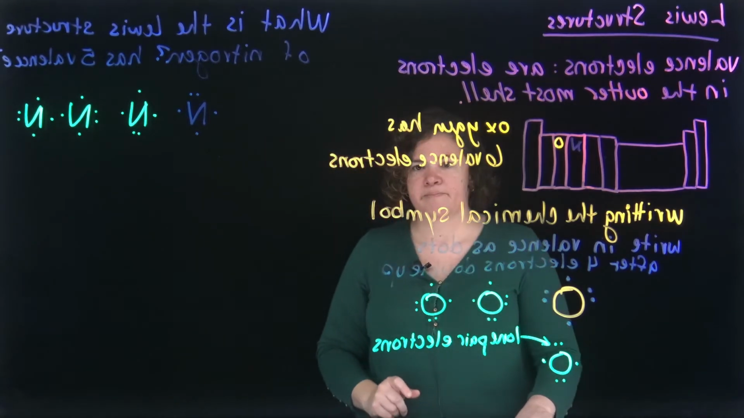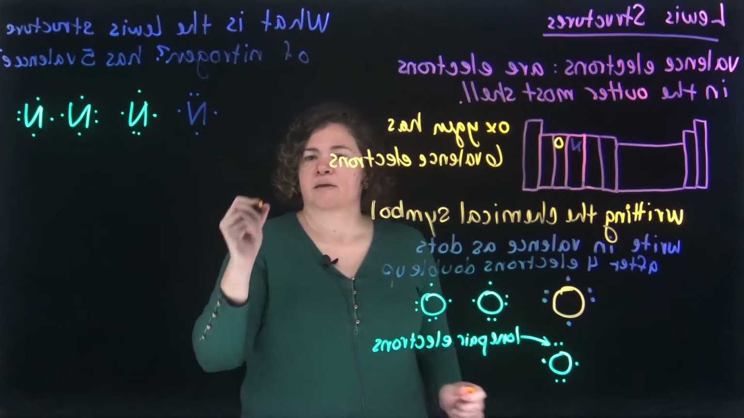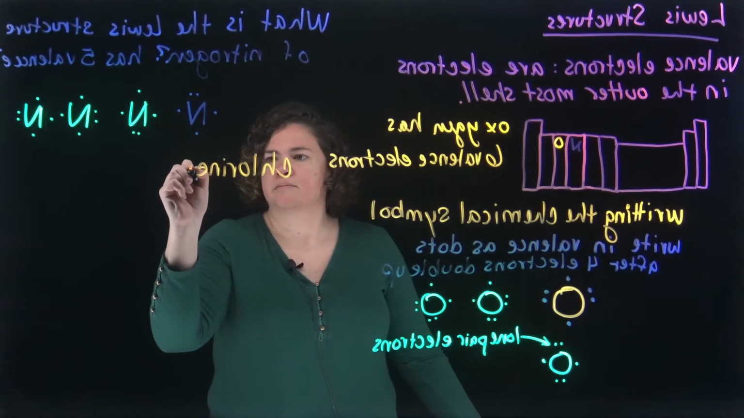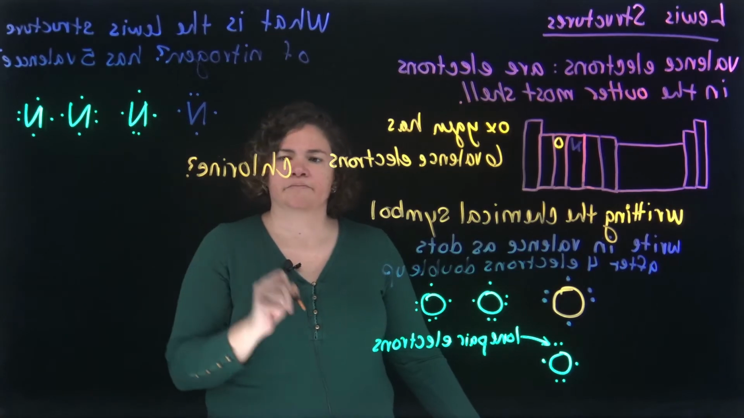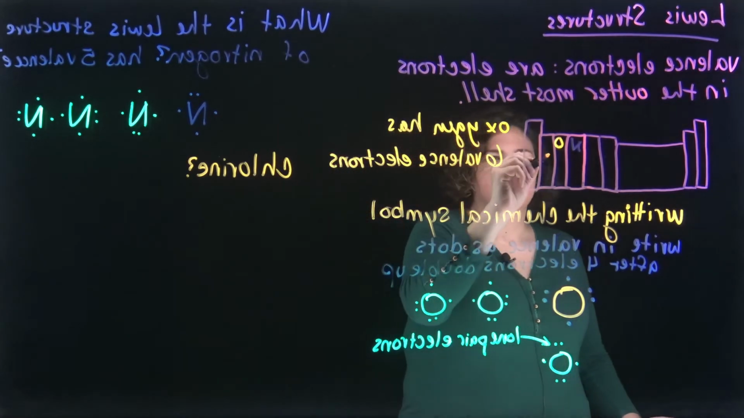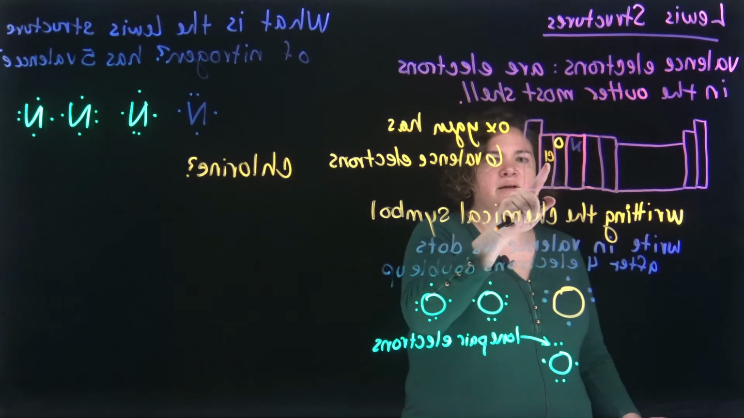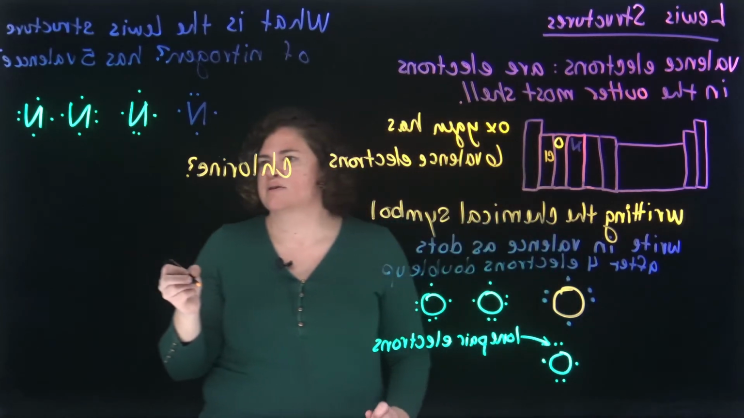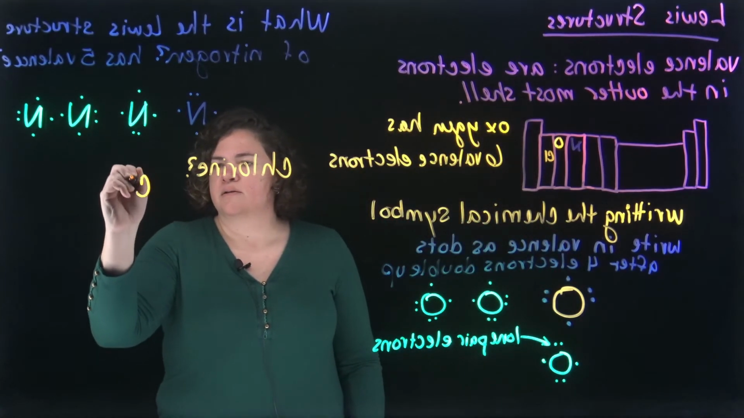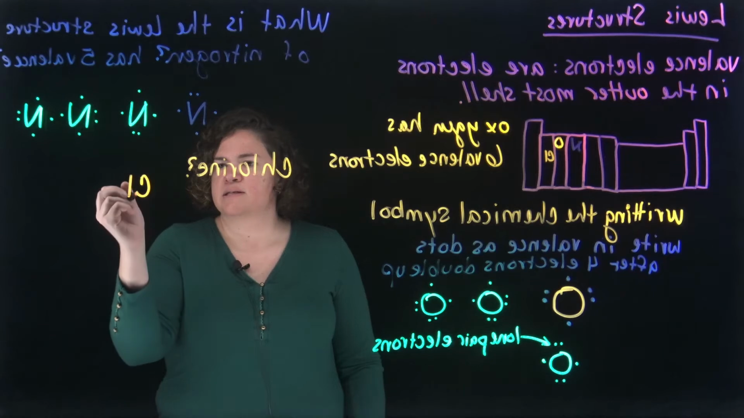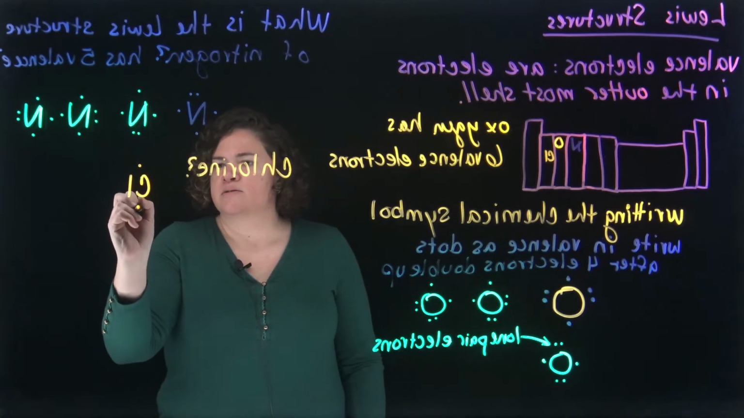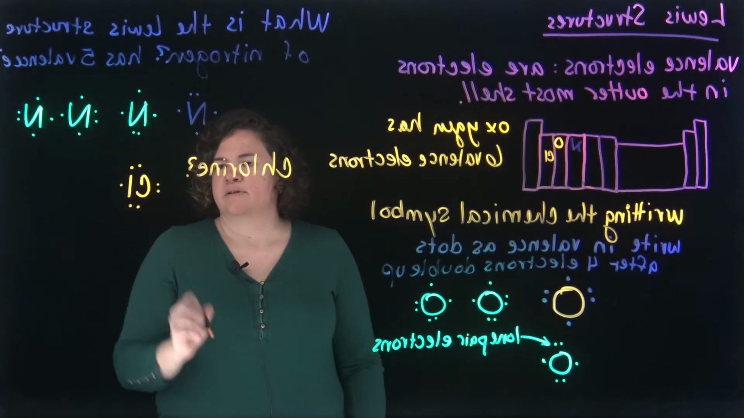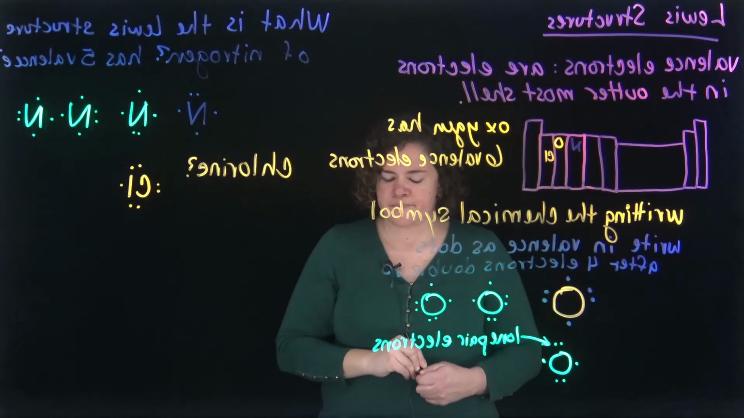Let's try one more. How about chlorine? Chlorine is located here on the periodic table, so it would have 1, 2, 3, 4, 5, 6, 7 valence electrons. So you would write chlorine, Cl, in the middle because that's the chemical symbol, and 1, 2, 3, 4, 5, 6, 7 valence electrons.